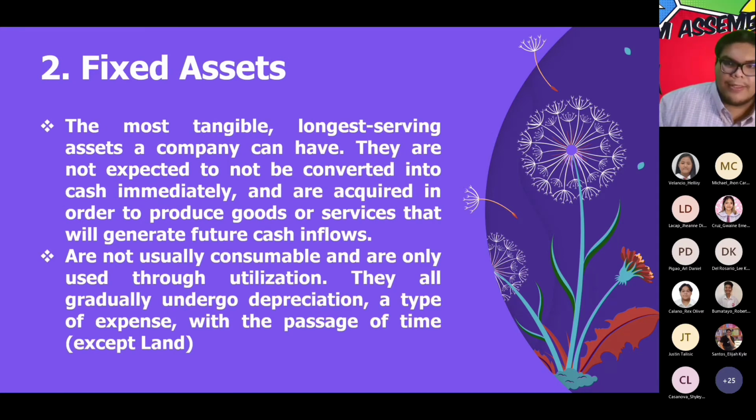Fixed assets. What are fixed assets? Ano kaya yung fixed assets? Sige na nga, kanina pa nagre-raise ng hand, pagbigyan natin ng binibini. Miss Lauron. Sir, yung fixed assets po is yung most tangible and longest serving na assets ng isang company. Yes, I think yan yung definition ng book, no? Correct. It's the longest serving, no? Siya po talaga yung may pinakamahabang buhay.